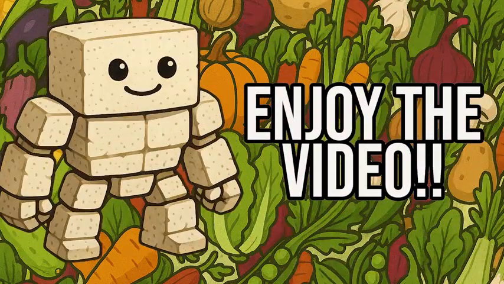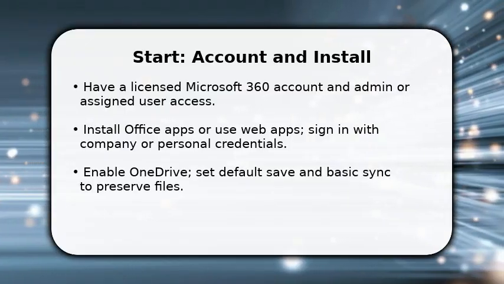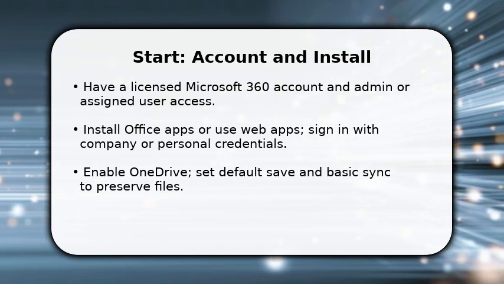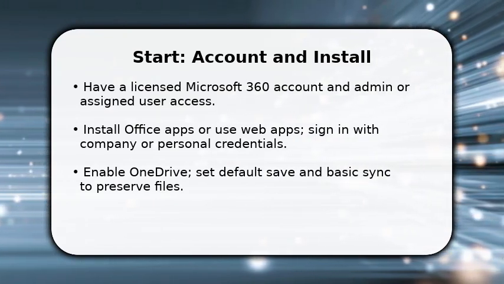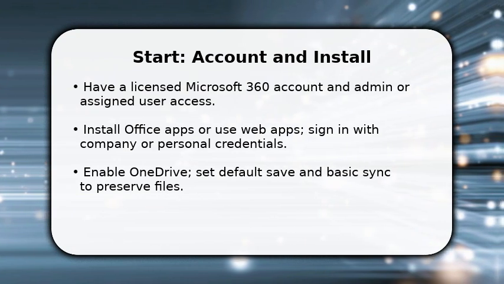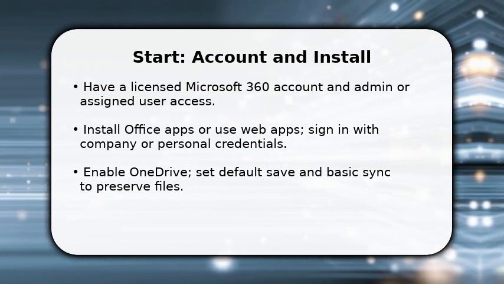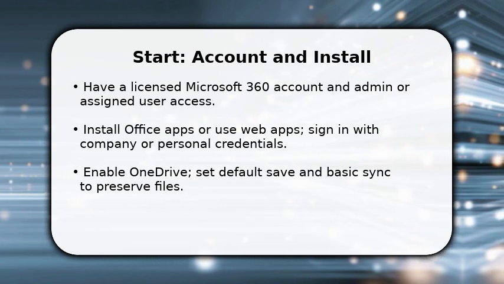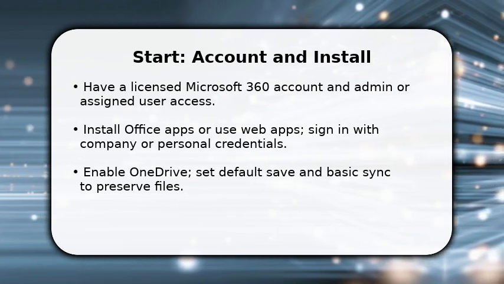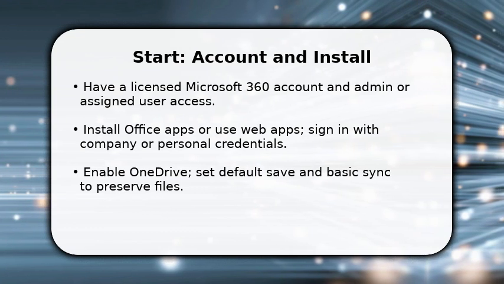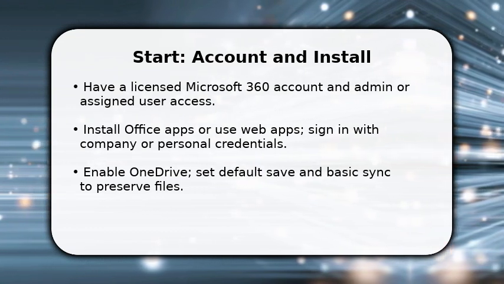Please enjoy the video. You begin by confirming you have a valid Microsoft 365 license and the correct account. Sign into the portal, then install Office apps or open the web versions. Once signed in, set up OneDrive immediately and choose your default save location so files sync automatically.